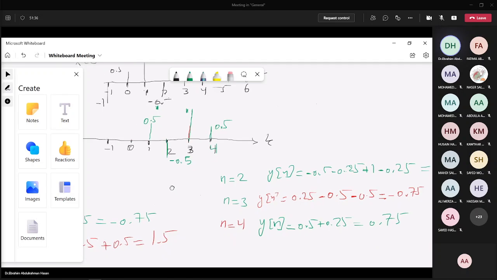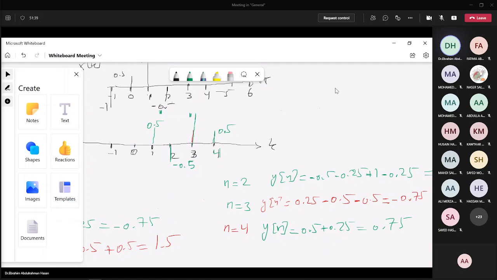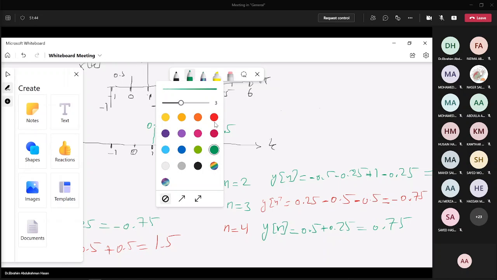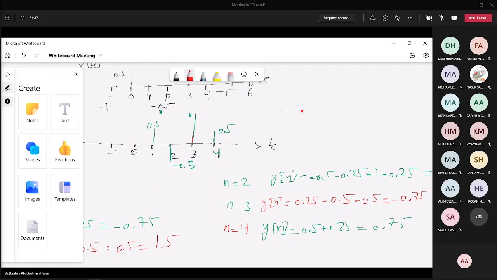Okay, then shifted. If you shift it by 1 again, so n equal to 5, then this is equal to 0.5 at 5. Then 1 will be here, minus 0.5 will be here, and 0.5 will be here.